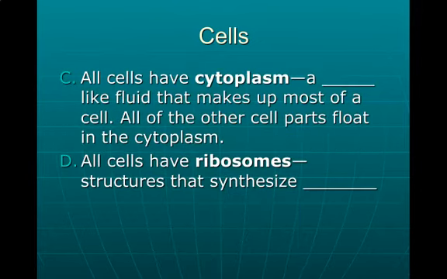All cells also have cytoplasm, which is a jelly-like fluid that makes up most of the cell, and it allows all the other cell parts to float around and be suspended. All cells also have ribosomes, which are structures that synthesize proteins. Now I want you to make a little side note for synthesize. Synthesize means to make. Okay, so the job of the ribosomes is to make proteins, and all cells, plant cells, animal cells, all kinds, have ribosomes.